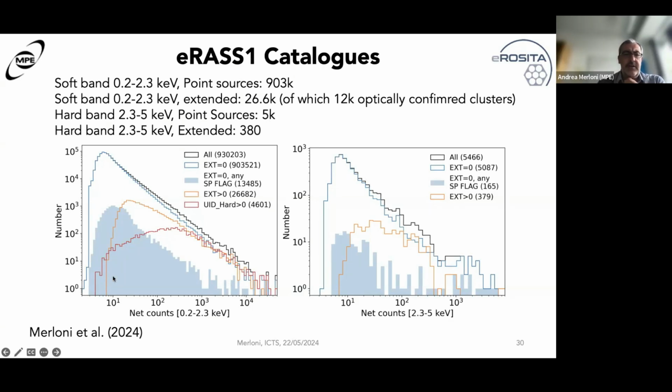And this plot shows the counts distribution of the main catalog on the left and then the hard catalog on the right. Of course, most of our sources are detected with only a handful of counts. You see here there are fewer than 10 counts for hundreds of thousands of sources. And you need of the order of 100 counts to start doing proper spectroscopy. So most of our detections are very poorly characterized by the X-rays themselves, and the follow-up programs are very important.